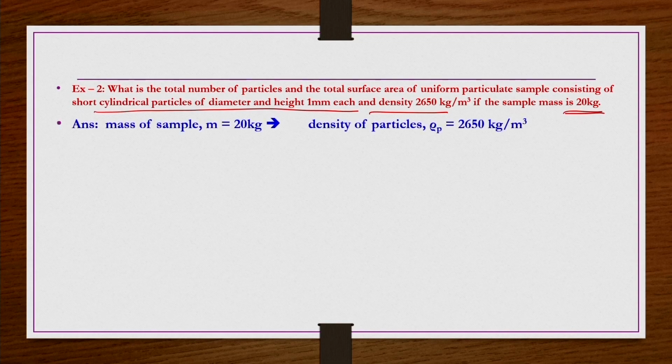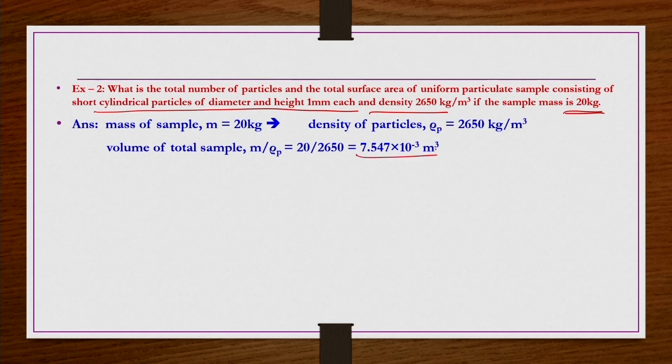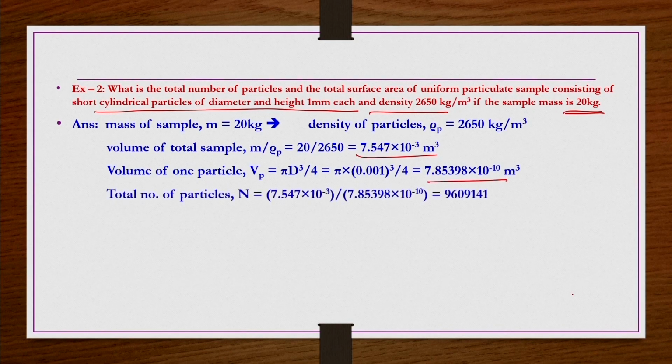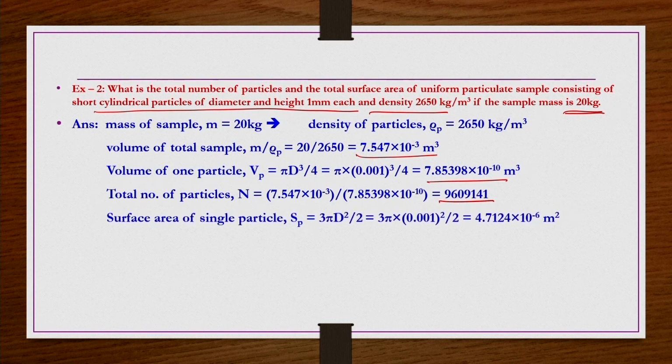Then the mass of the sample and the density of the sample are given. So, the total volume of the sample would be m by rho p. So, then you get this number. Then the volume of one particle would be pi d cube by 4 for a short cylinder. So, that you get this number. So, the total number of particles is the volume of the total sample divided by the volume of one particle. So, you get 9609141 particles. The surface area of a single particle for a short cylinder with L equals D is 3 pi d square by 2, that comes out to be this. Then the total surface area will be the total number of particles multiplied by the surface area of a single particle.